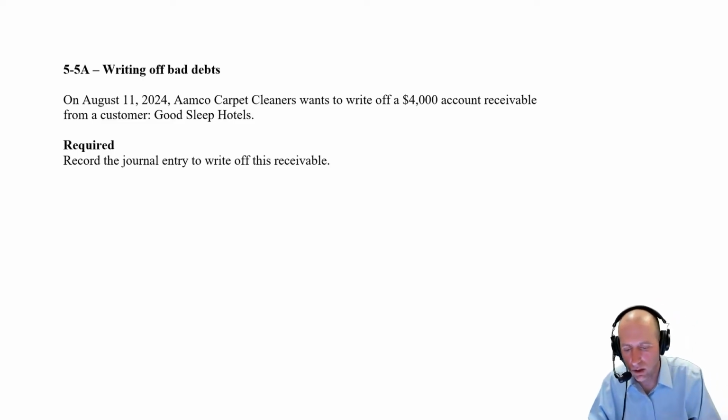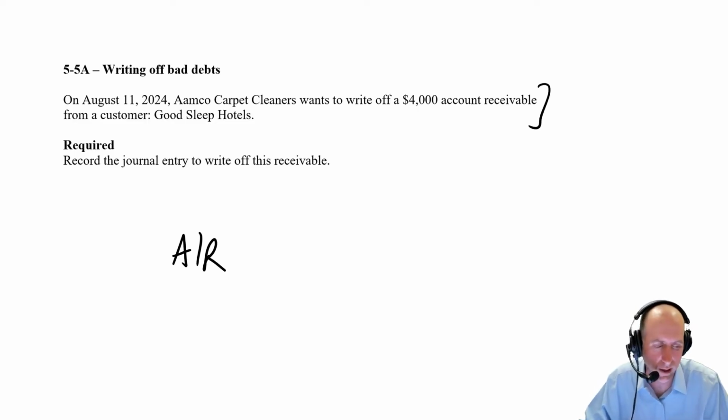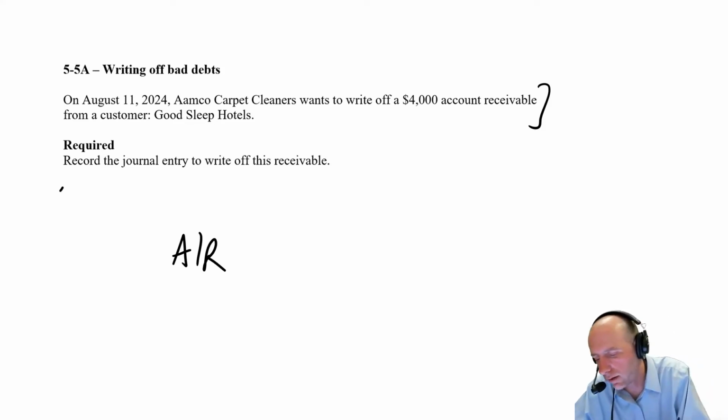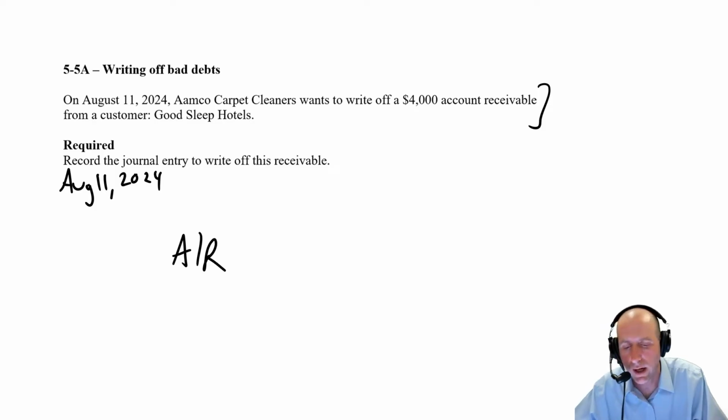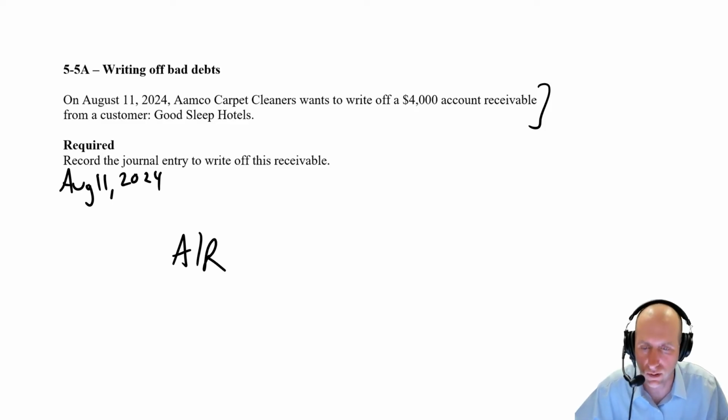Here's what you do. You credit accounts receivable from the customer who's never going to pay. So let's actually read the question before I credit the accounts receivable. It says on August 11th, 2024, obviously I'm going to want to date this, Amco Carpet Cleaners wants to write off a $4,000 account receivable from a customer, Good Sleep Hotels. So we're a carpet cleaner. Good Sleep Hotels is not paying their bill. We're going to write it off. We're giving up on them for some reason.